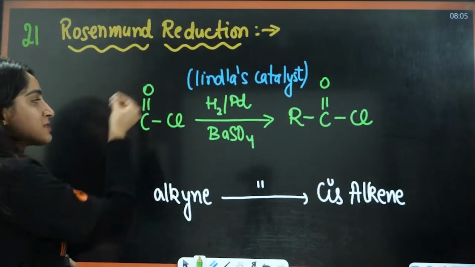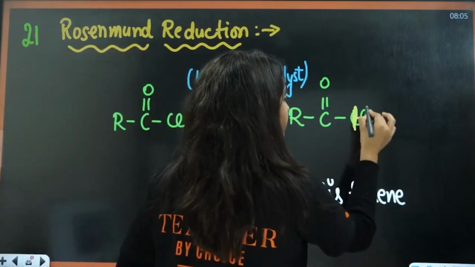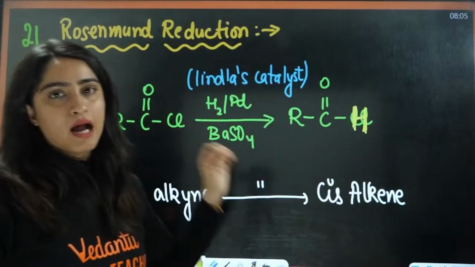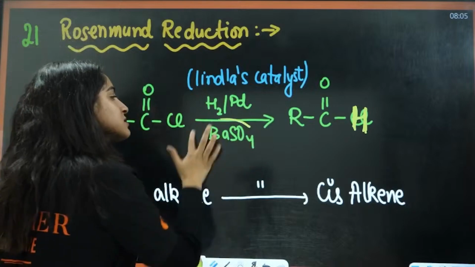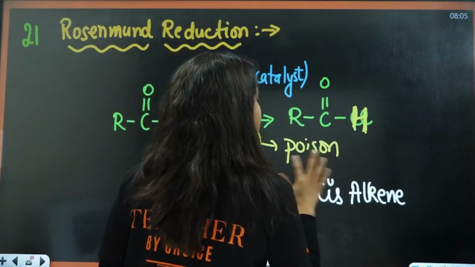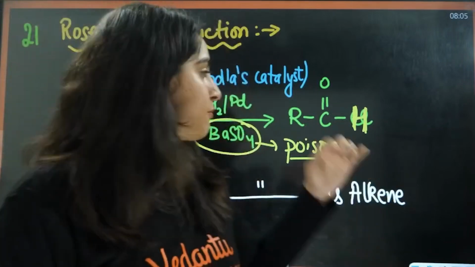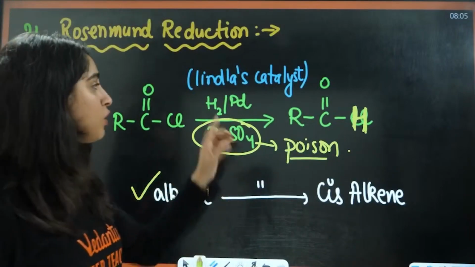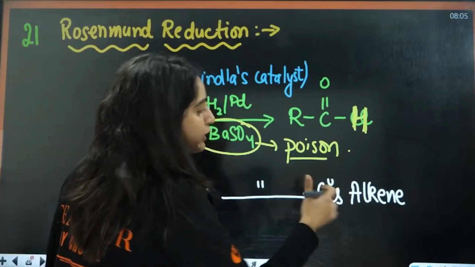For Rosenmund reduction, acyl chloride is converted into aldehyde. And here we use H2 in the presence of a catalyst, and BaSO4 is acting as a poison, right? We can also use CaCO3 or quinoline in place of this BaSO4, right? Next is alkyne. Another use of Lindlar's catalyst is that it converts alkyne to cis-alkene.